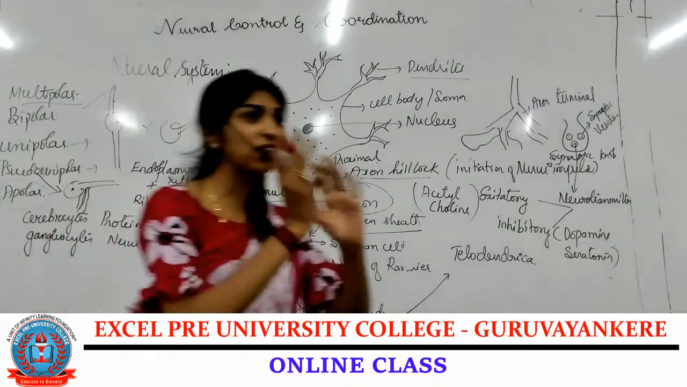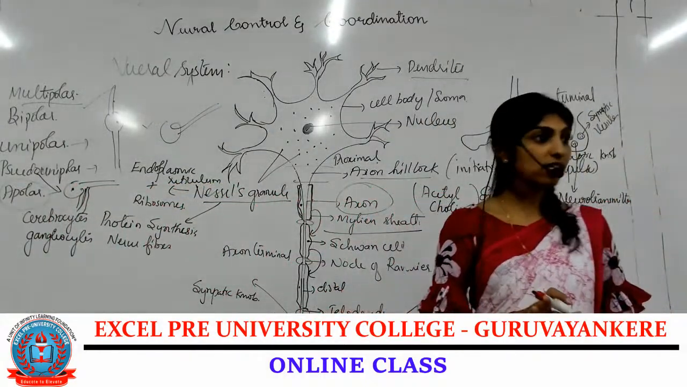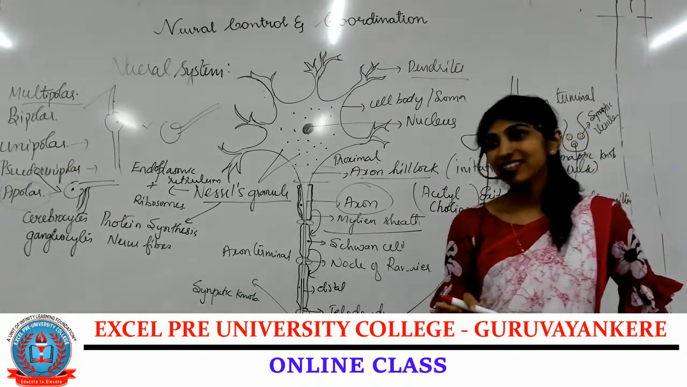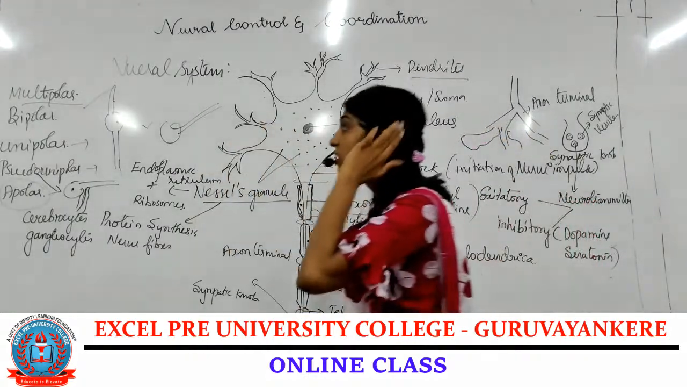Apolar. It is not having any dendrites and axon. It will be there in the Hydra. In the Hydra. Clear? Okay. This is about the neuron.